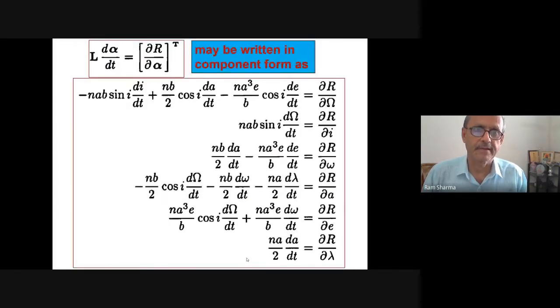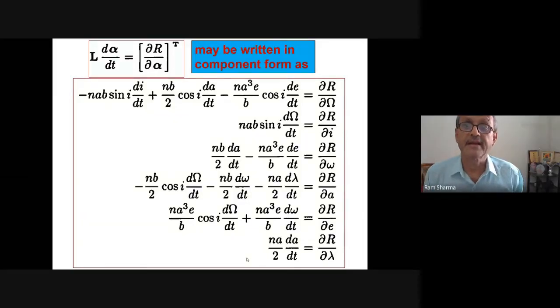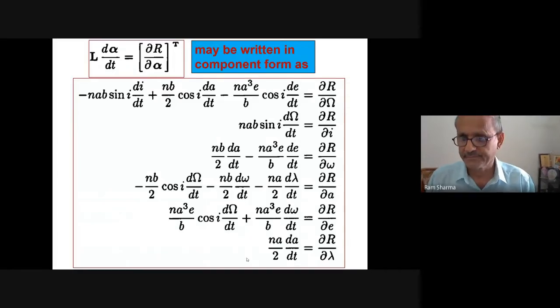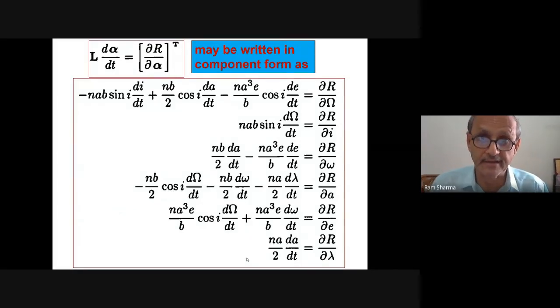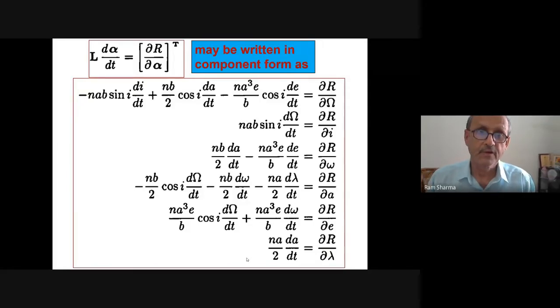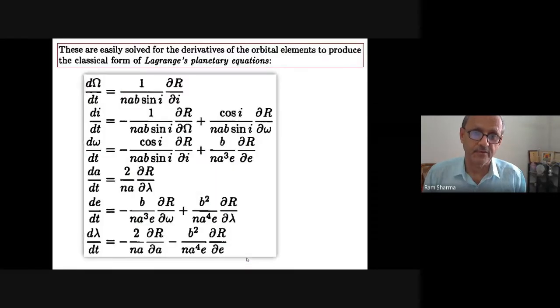L del alpha by del t equal to del R by del alpha may be written in the component form. See, the left hand side has been expanded. So you got all those things, and the right side is all the partial derivatives with respect to the orbital elements. And now this is what it has come. Now substituting all these values and then simplifying, you get this. So you got the Lagrange planetary equations.